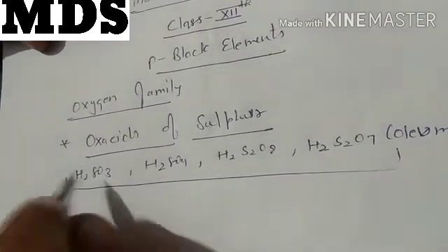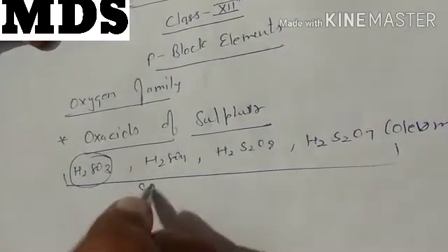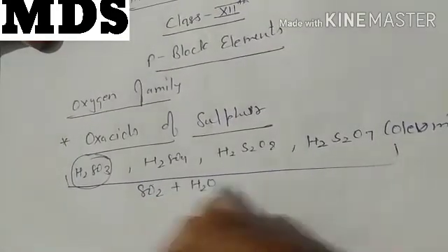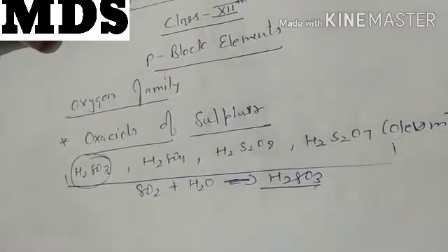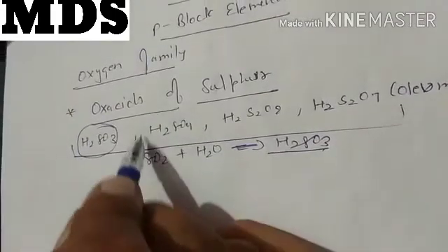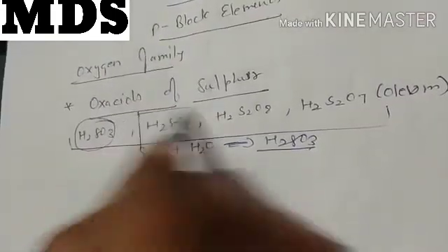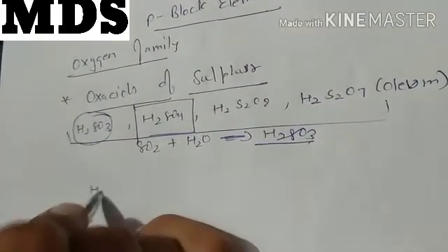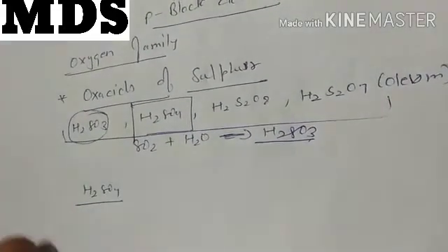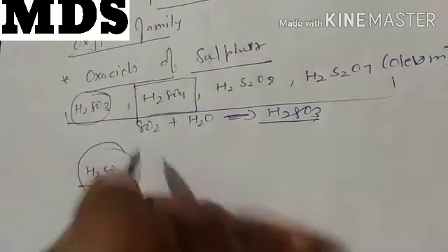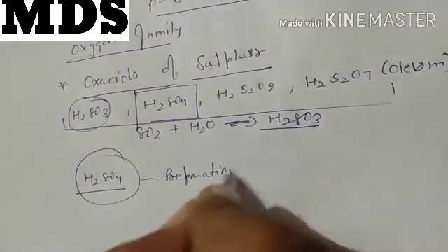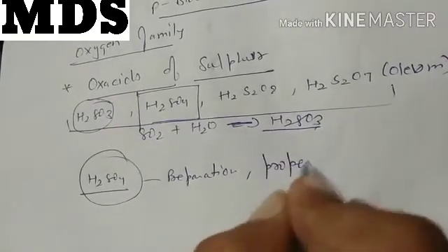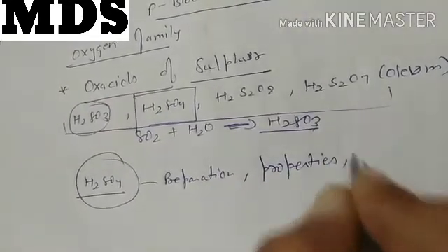You know that sulfurous acid forms when we put sulfur dioxide into water. This will form sulfurous acid. But out of all these, the most important is H2SO4, your sulfuric acid. So about this particular oxo acid, we have to discuss its preparation, its properties, and its uses.